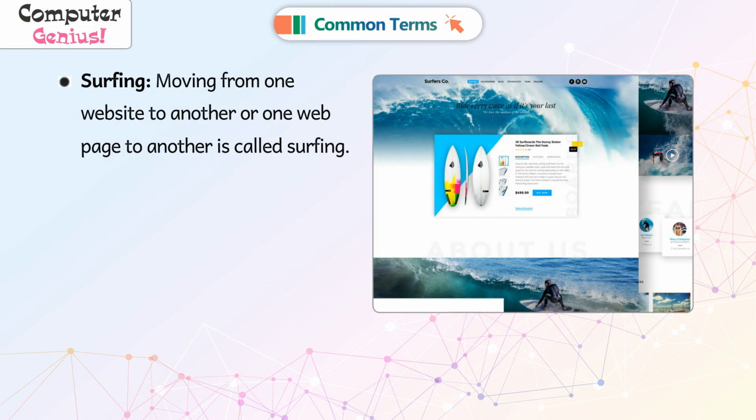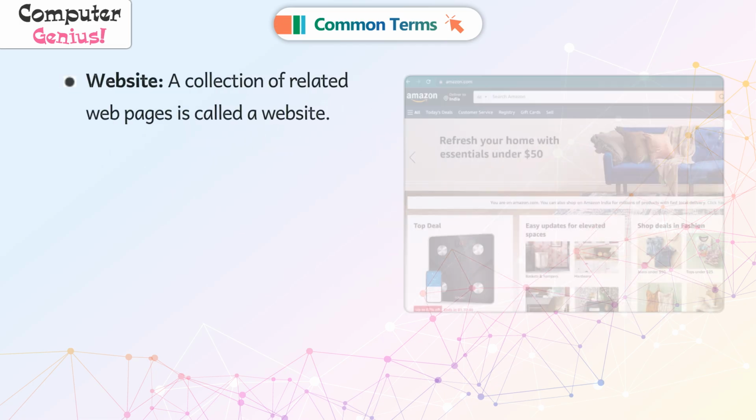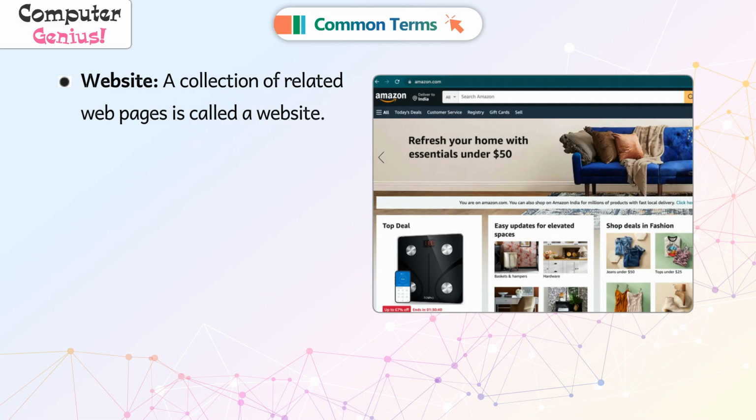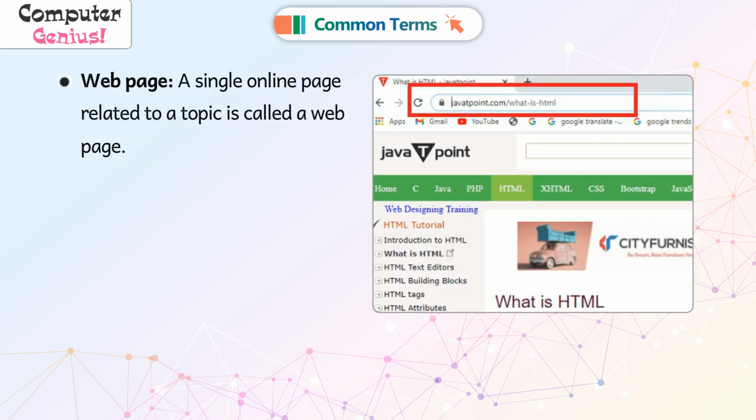Surfing. Moving from one website to another or one web page to another is called surfing. Website. A collection of related web pages is called a website. Web page. A single online page related to a topic is called a web page.